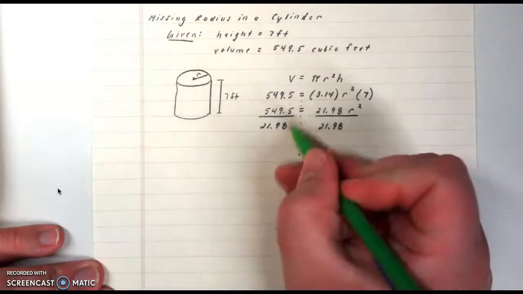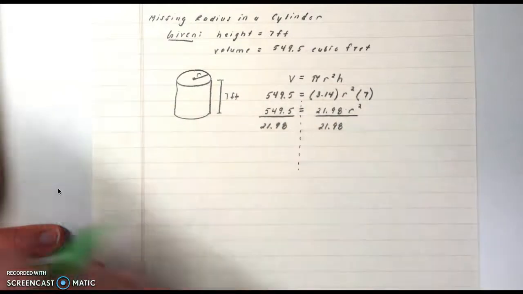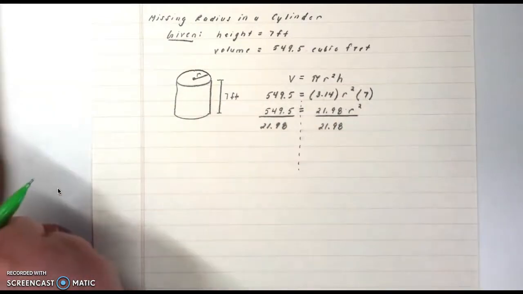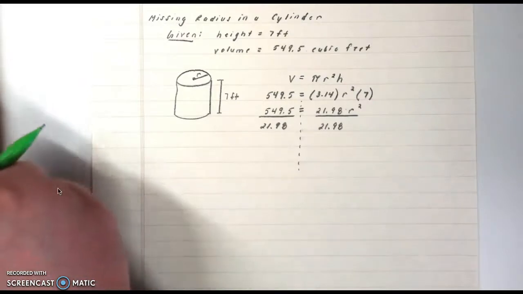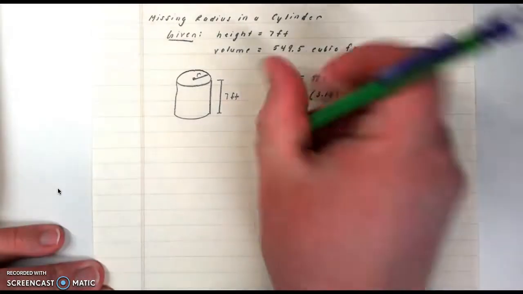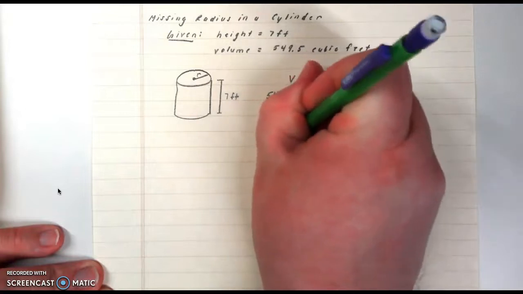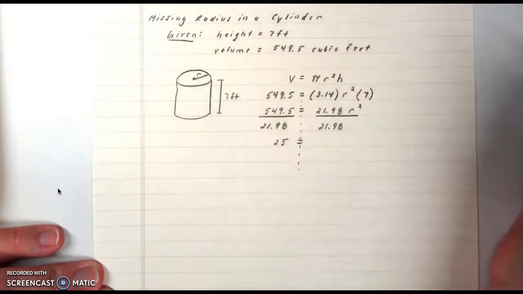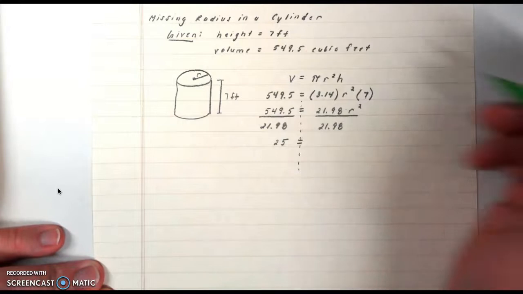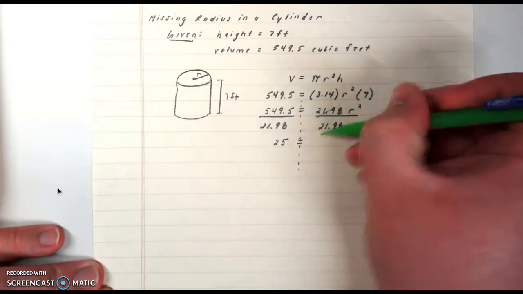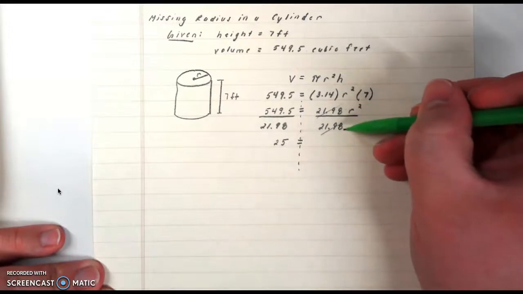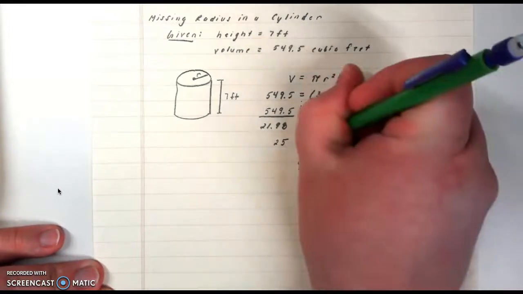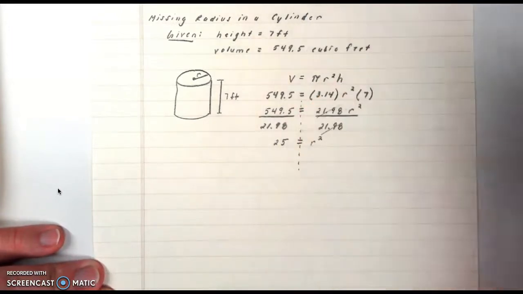So we have to go to our calculator to do this division. 549.5 divided by 21.98, that gets us 25. On the right side of our equation, the 21.98s, those disappear because it divided by itself is 1, so we really have 1r squared, or just r squared.